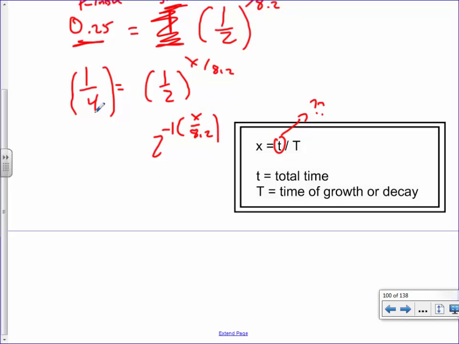What about 4? Well done, Jana. Yeah. 4 is 2 squared, so 2 to the 2. But since it's on the bottom, it's now 2 to the negative 2. That's how we get it going.